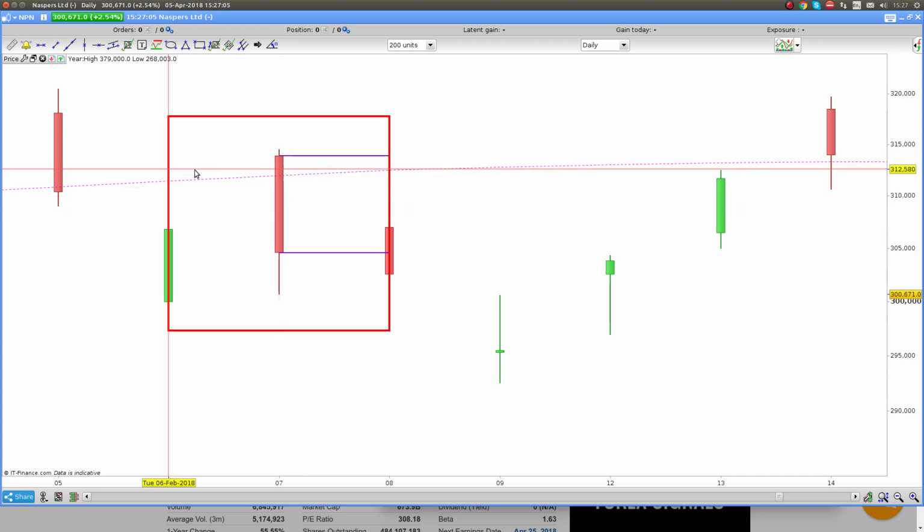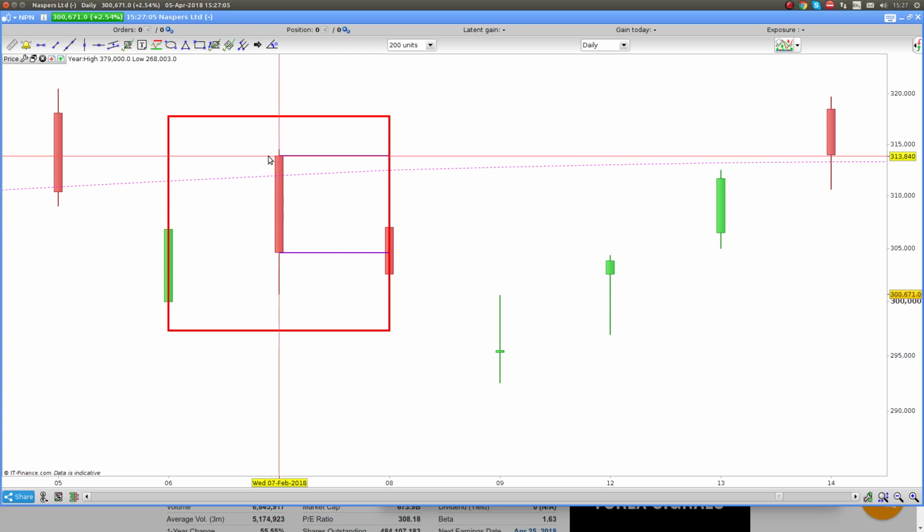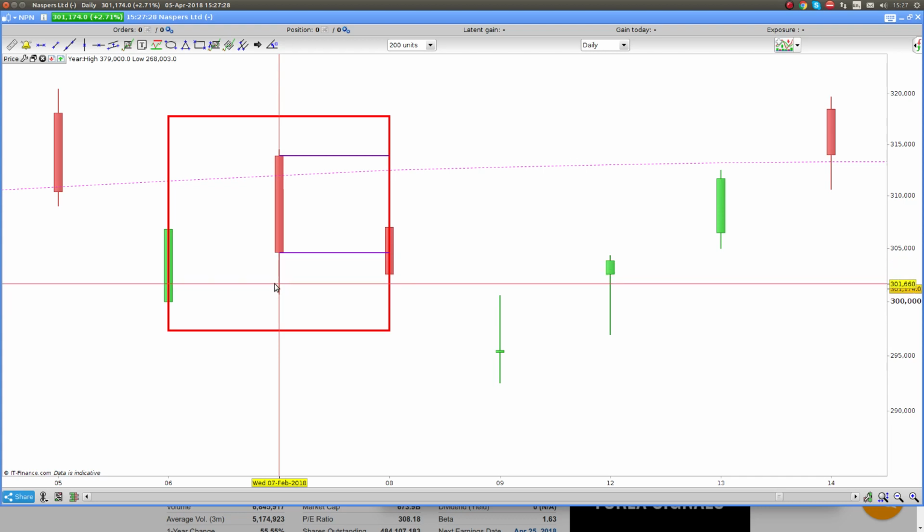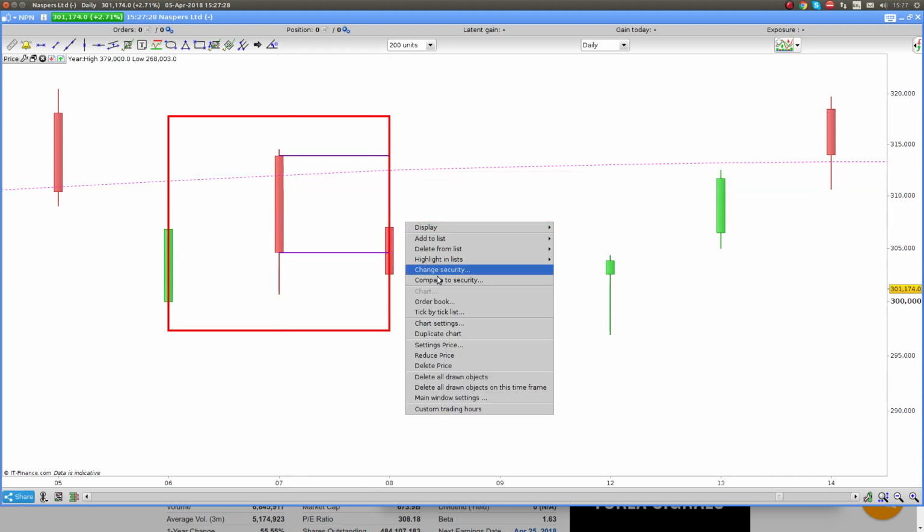So if you think of it, all that this is telling you is that we had a solid move down. We had a bigger move down, but the buyer stepped in at the bottom of the tail. Okay, so that's just a typical candle.